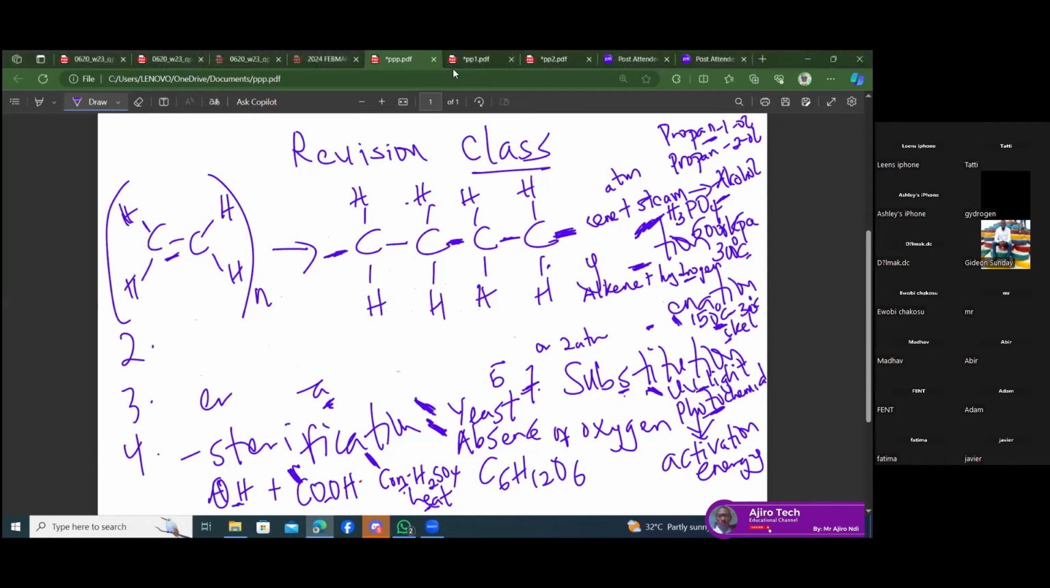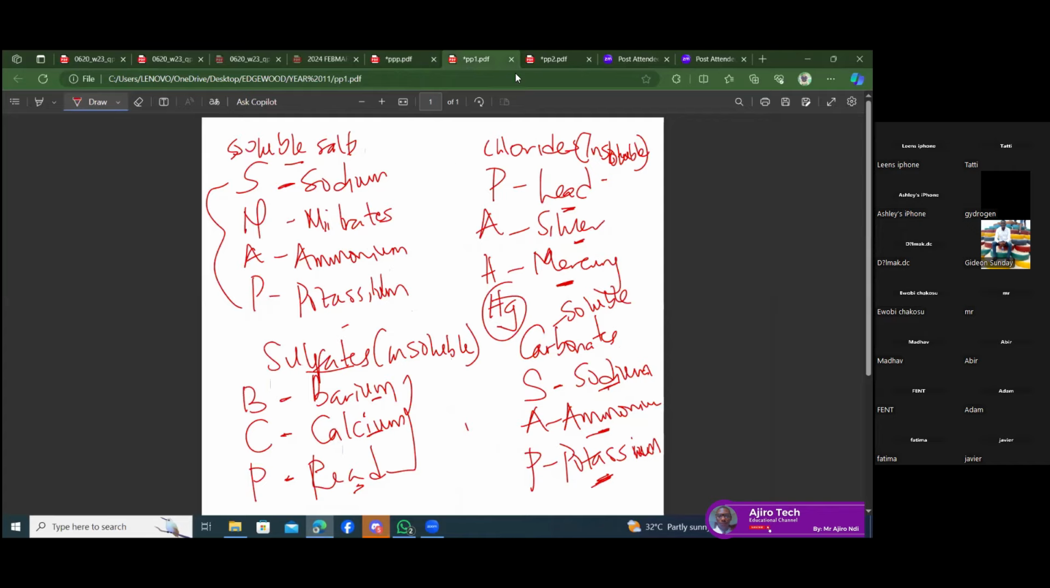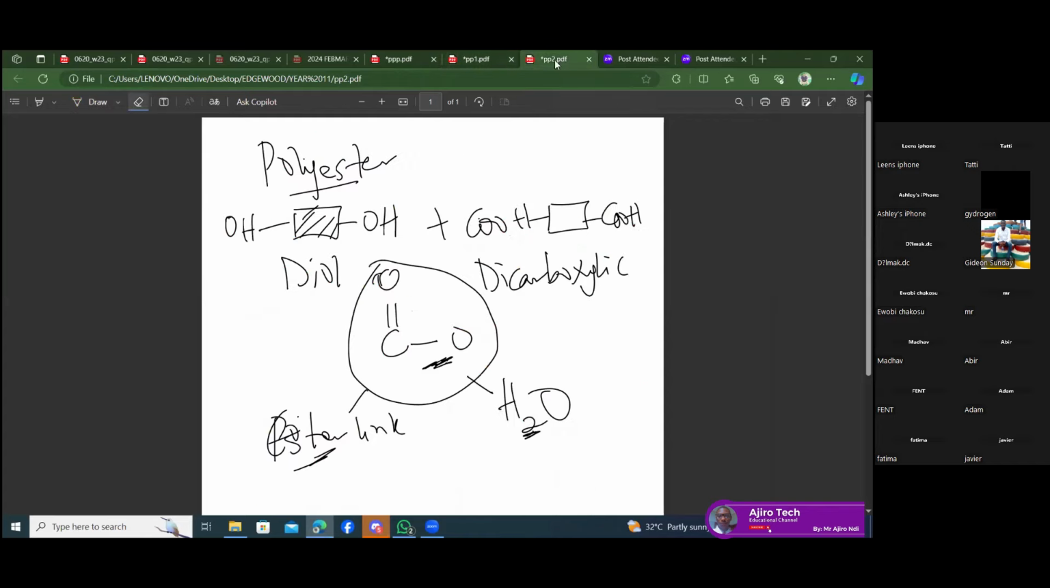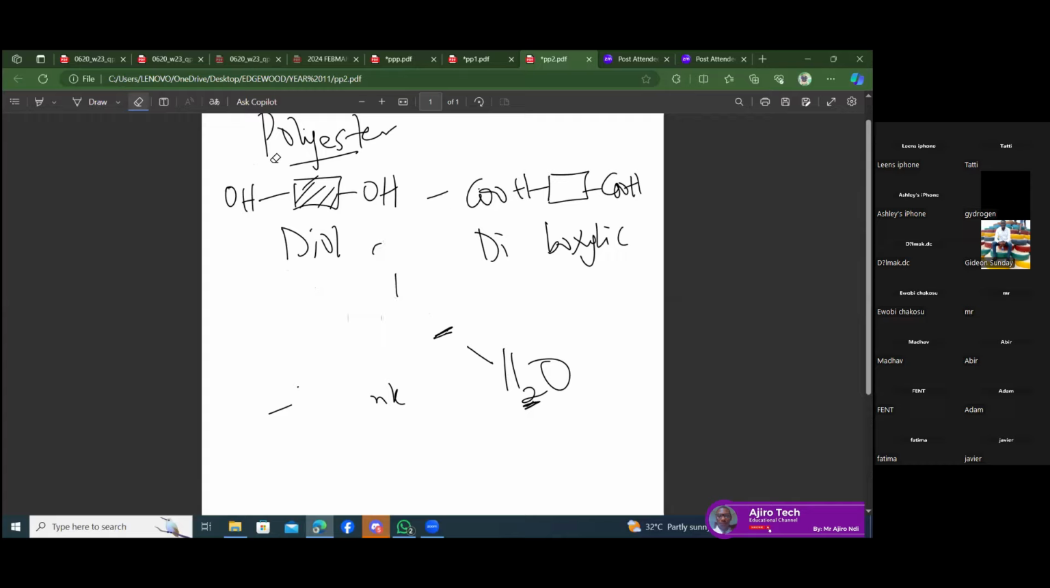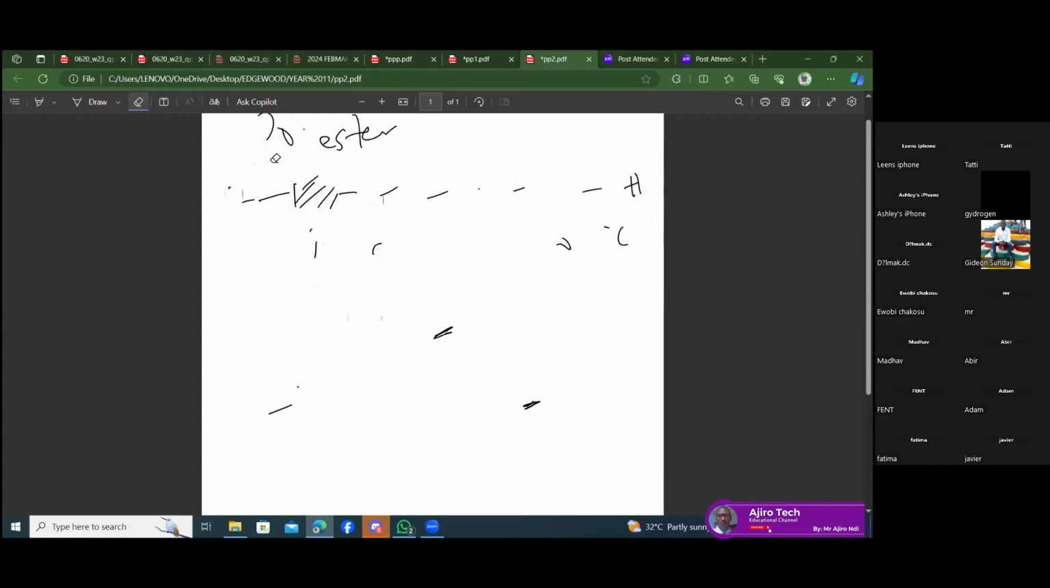Remember, I said you have to know reaction conditions. You have to know the conditions for every reaction. You have to know the salts that are soluble and insoluble. Now, we're going to look at extraction. You have to know extraction. There is no way you go into a chemistry examination without knowing the extraction of the 2 major metals, which are aluminium and iron.